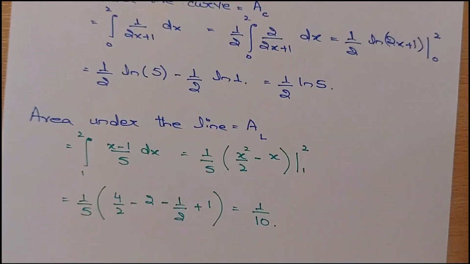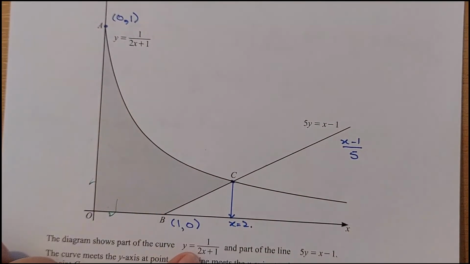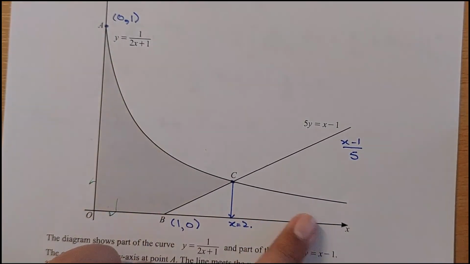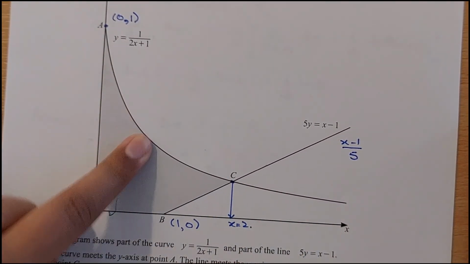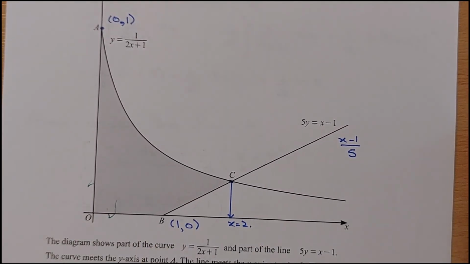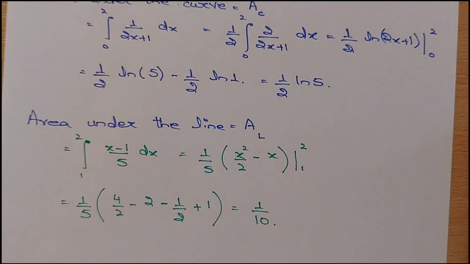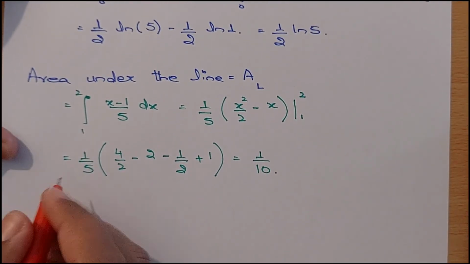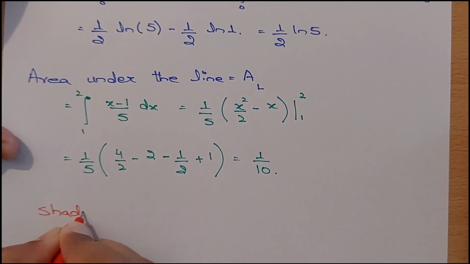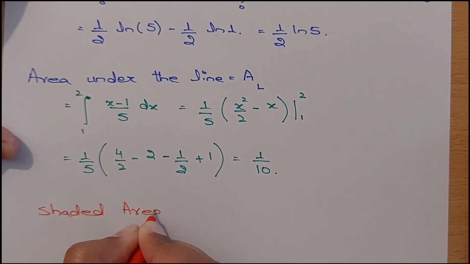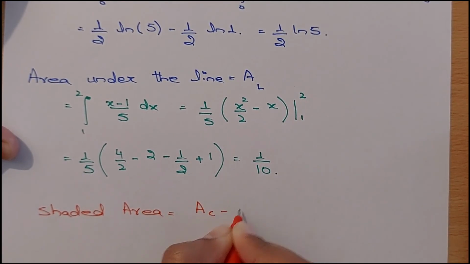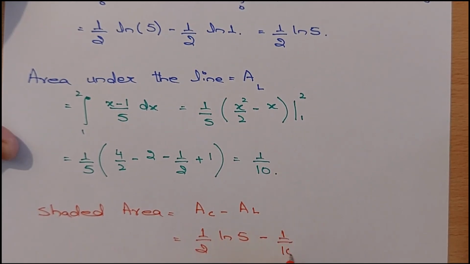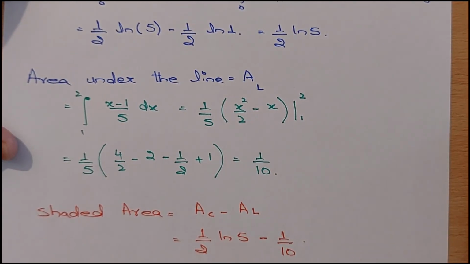Okay, now to find the shaded area between the curve and the line, since the curve is at the top, we can do the area of the curve subtract area of the line. But if the line is at the top, we do area of line subtract area of curve. So here we have the shaded area: area of curve subtract area of line. So the area of the curve is 1 by 2 natural log of 5, and the area of the line is minus 1 by 10. So this is the shaded area.